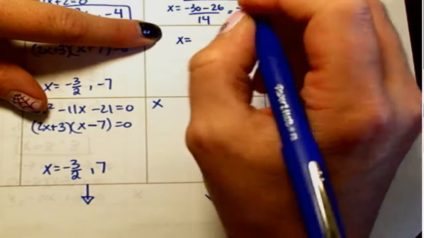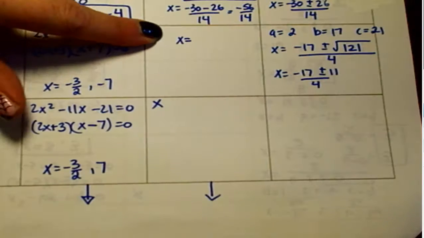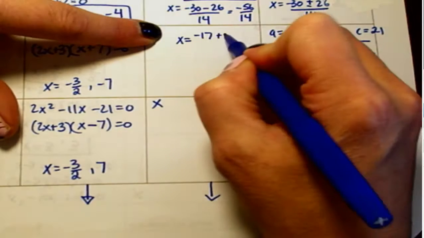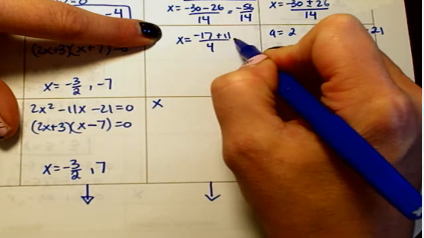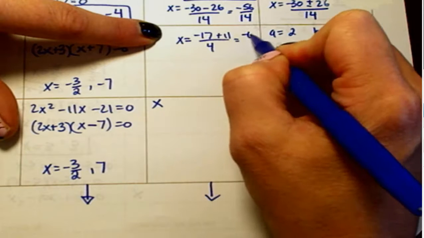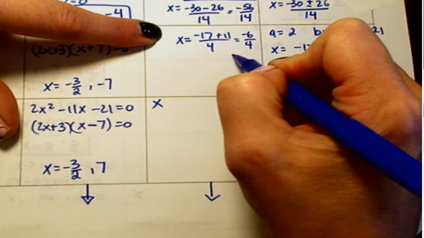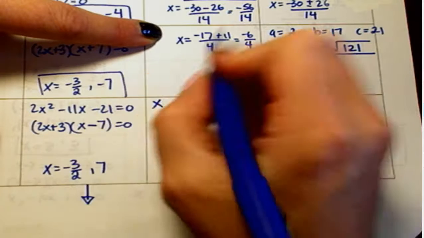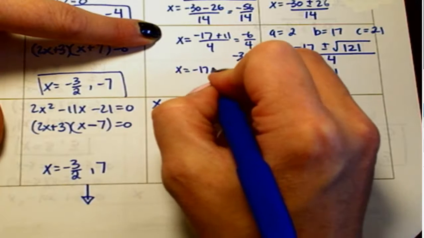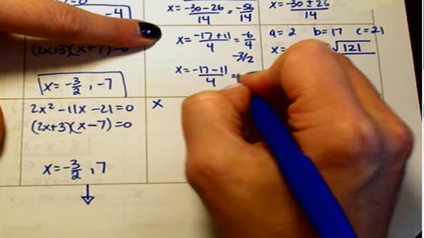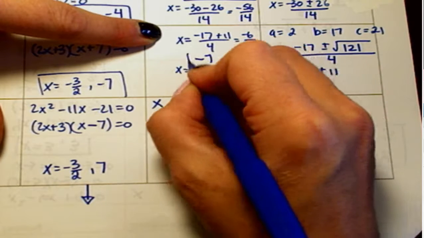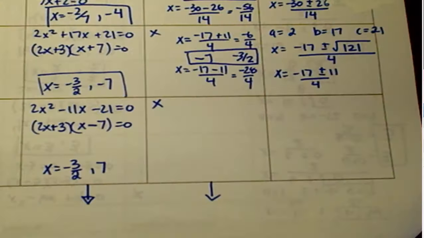So x equals, I'm just using this box because I needed a little bit more space. Okay, so negative 17 plus 11. Is that negative 6 over 4? Oh, how convenient. That's minus 3 over 2. Okay, x equals negative 17 minus 11, so that's negative 28 over 4. And that's negative 7. I should get the same answers.